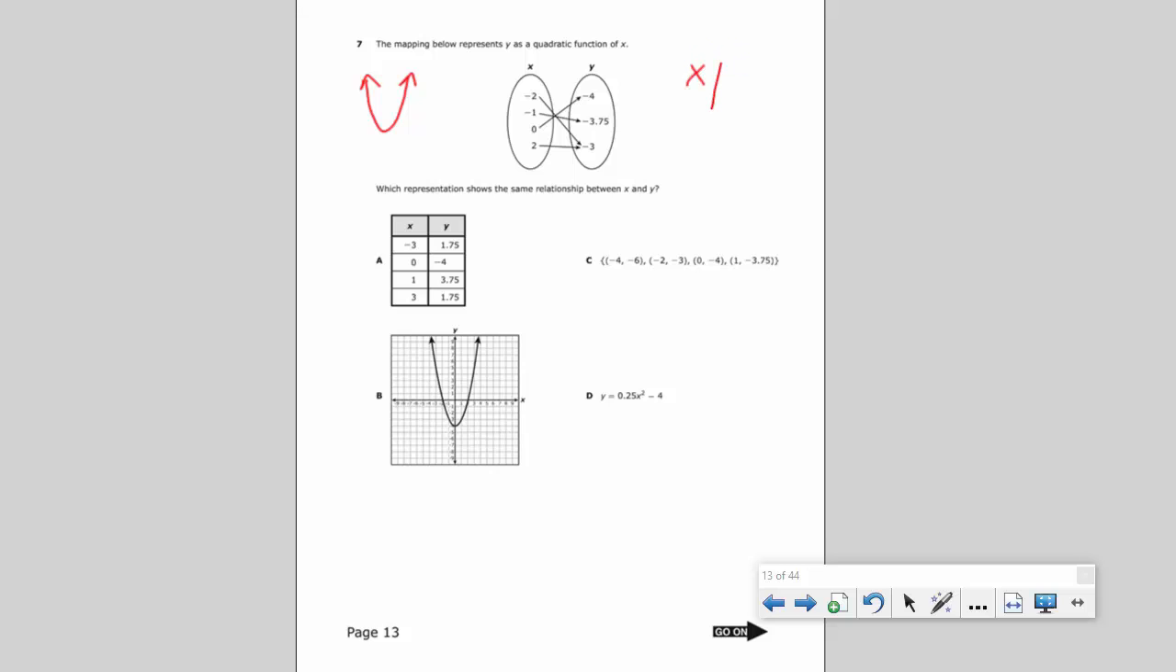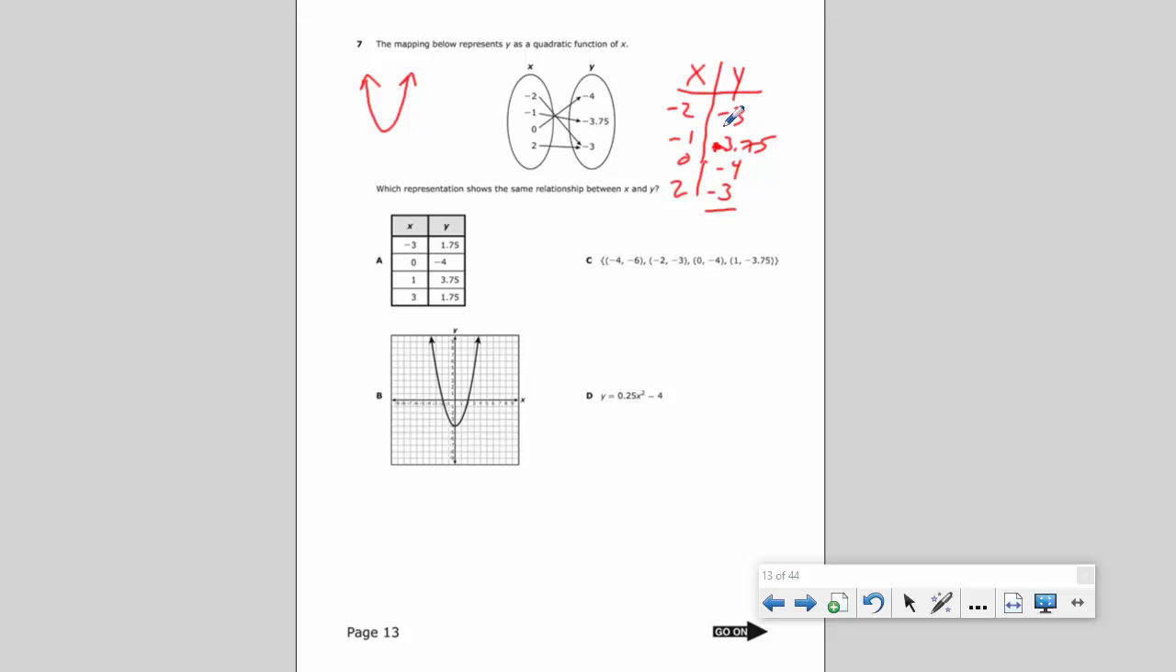I don't like function maps because they're not easy for me to read, so I usually convert them to a table. So I have -2 in this x, and this is pointing to -3. So that's the y value that it goes with. -1, 0, and 2. Let's put it all down. -1 points to -3.75. This is negative, sorry, -3.75. 0 points to -4. And 2 points to -3 again.